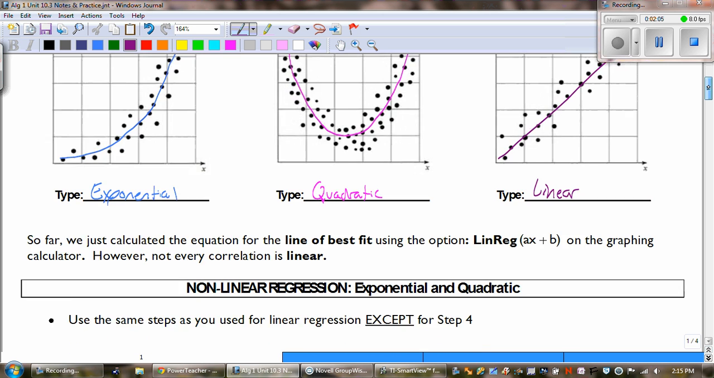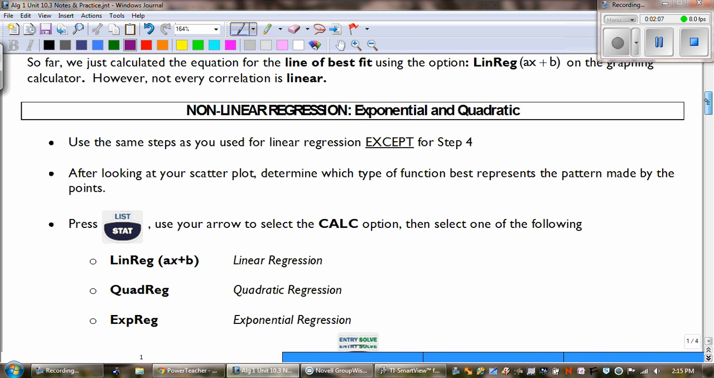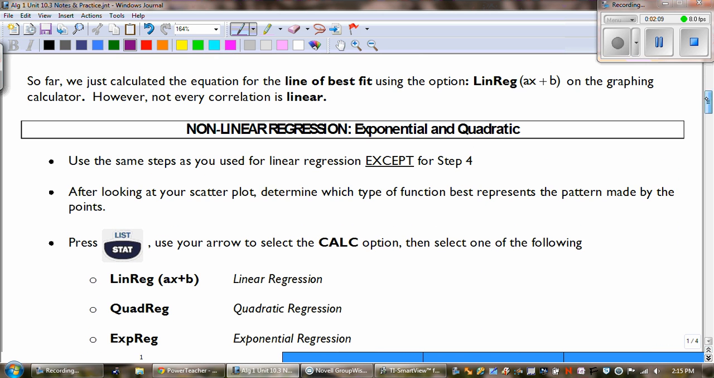So far, we just calculated the equation for the line of best fit using the LinReg ax plus b on the graphing calculator. That only works for a linear correlation. So today we're talking about the nonlinear regression of exponential and quadratic. So let's take a look.